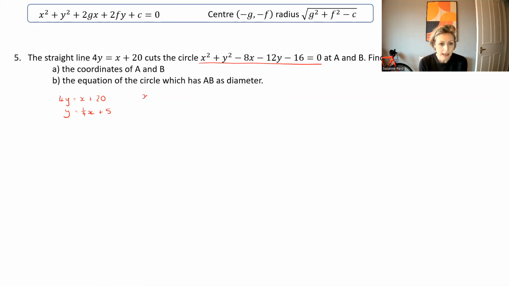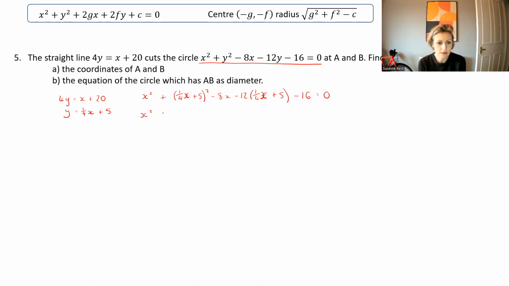So that gives me x squared plus y squared will be a quarter x plus 5 squared minus 8x minus 12, a quarter x plus 5 minus 16 equals 0. Now that x is not in the bottom, it's a quarter x. I should make that clear. It's not in the bottom, it's beside it.